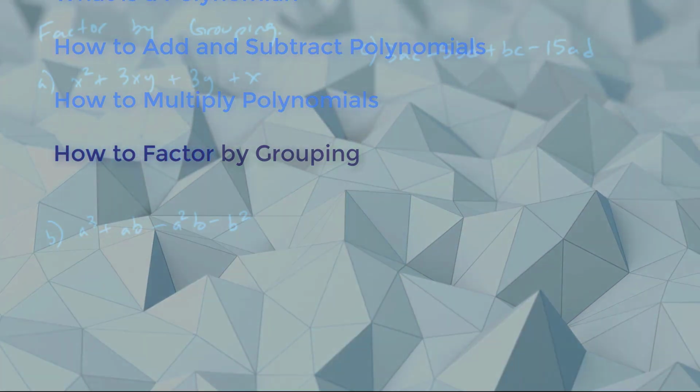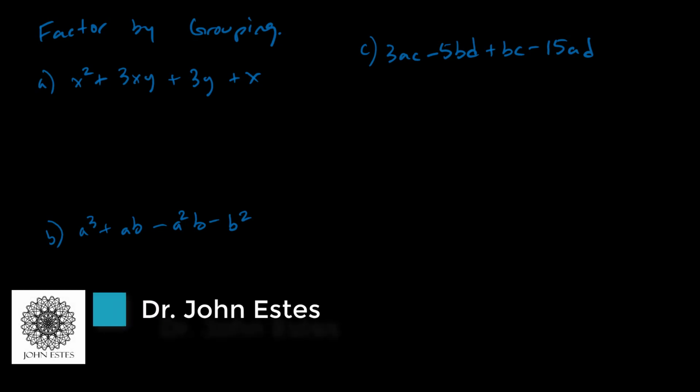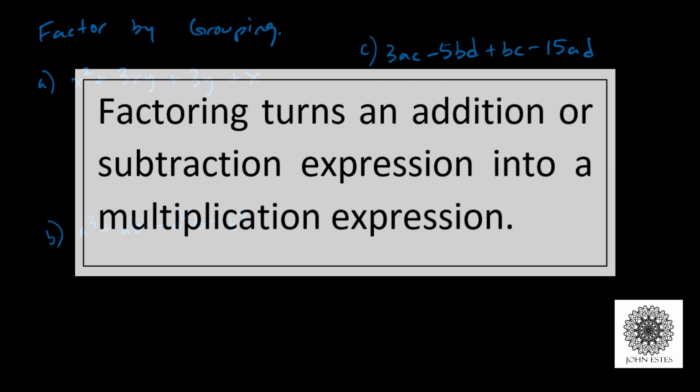Strategy for factoring called factor by grouping, and this is kind of the second wave of defense in factoring. First, you want to look at greatest common factor, and we need to understand greatest common factor in order to do these. And also, I think it's important for students to remember that factoring turns addition and subtraction expressions into a multiplication expression, and that's very powerful.